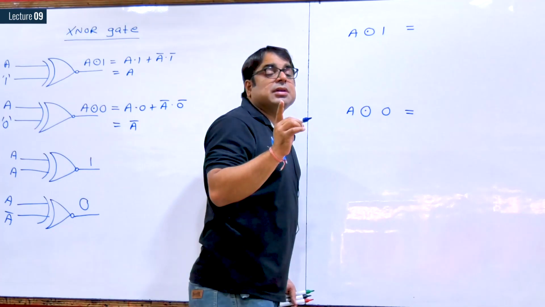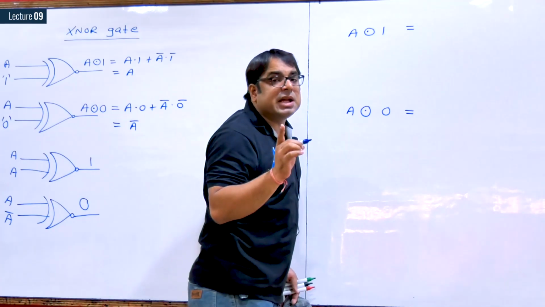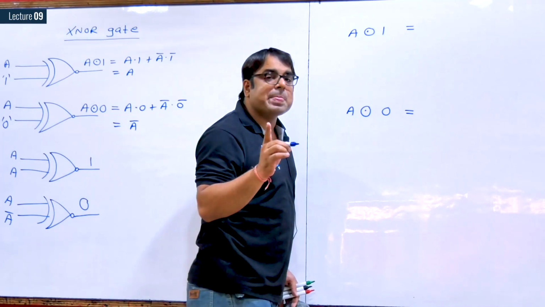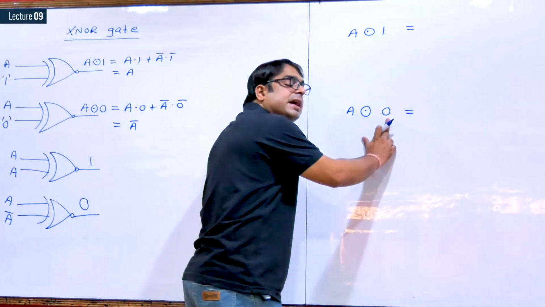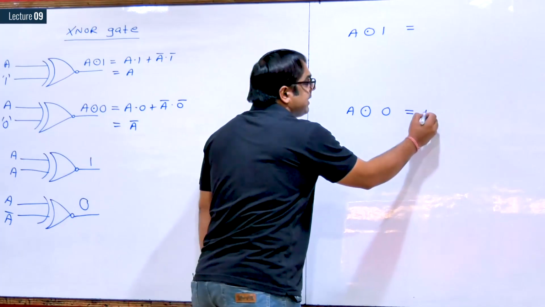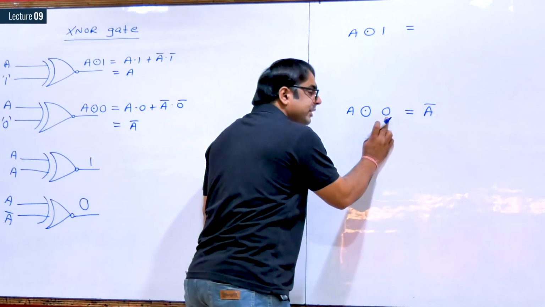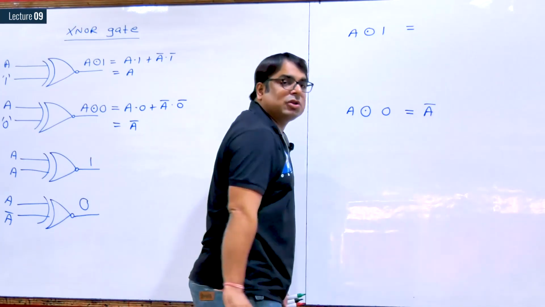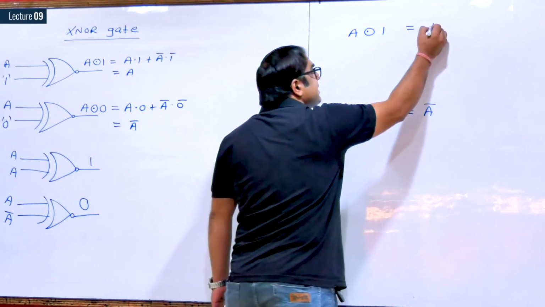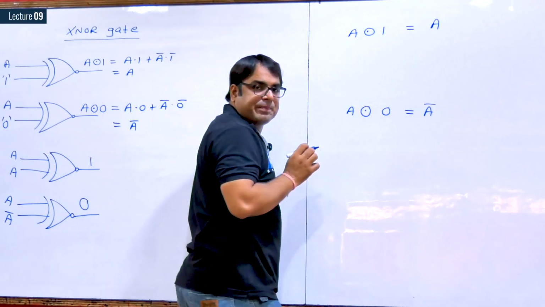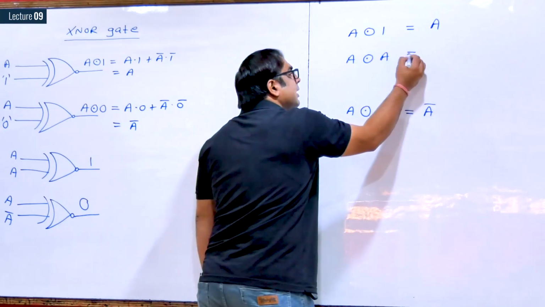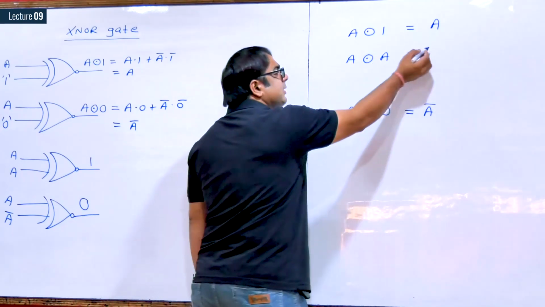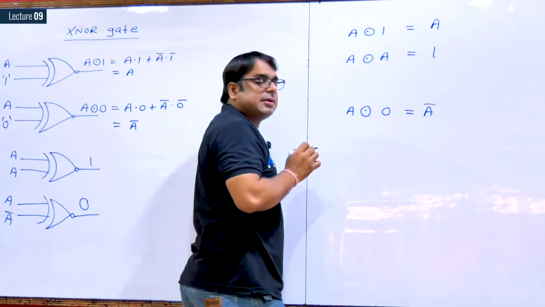XOR gate acts like a NOT gate if one input is fixed at high. But XNOR gate acts like a NOT gate if one input is fixed at 0. One input is 0, it is acting like a NOT gate. Input is high, it is acting like a buffer gate. Also, we know A XNOR A, equal inputs will be detected. Detected means output is high.